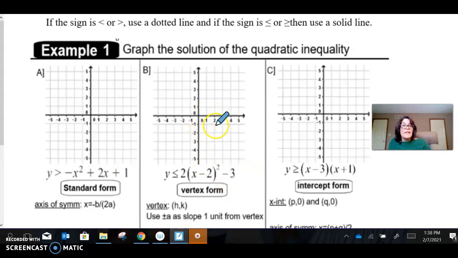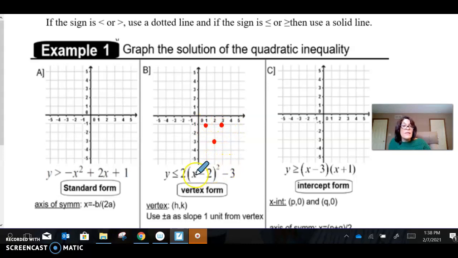So my vertex is at (2, -3). That's what I love about vertex form. It's opening up because the 2 is positive. And to get to the next couple points on my parabola, I'm going to use the fact that a is 2 to go up 2 and over 1. Remember, we can only do that once. It's just to find the next point to the left and right of our vertex.